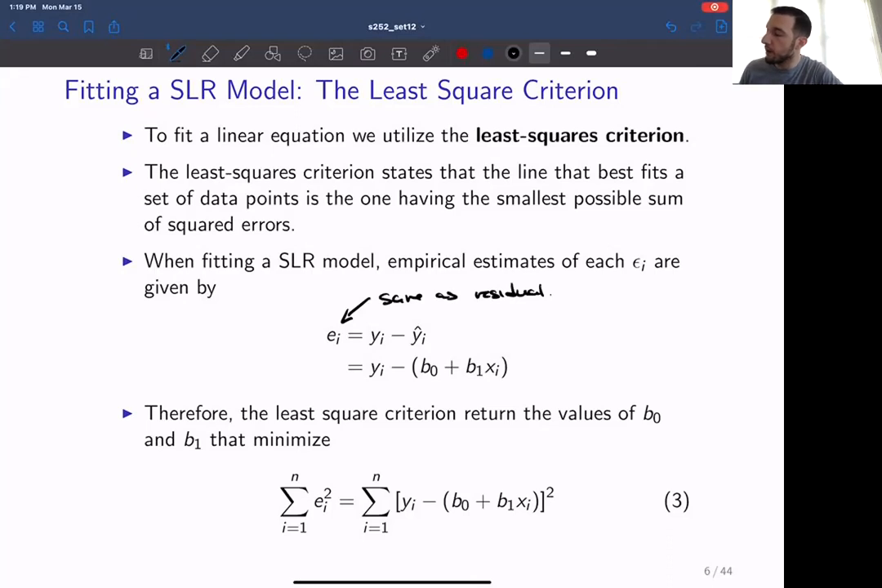Okay, so this becomes yi minus (b0 plus b1 xi). The least squares criteria returns the values of b0 and b1 that make equation 3 as small as possible. Okay, so we want equation 3 to be as small as possible, and whatever values of b0 and b1 we get out of that will be the estimates we use to calculate b0 and b1 from our sample data.